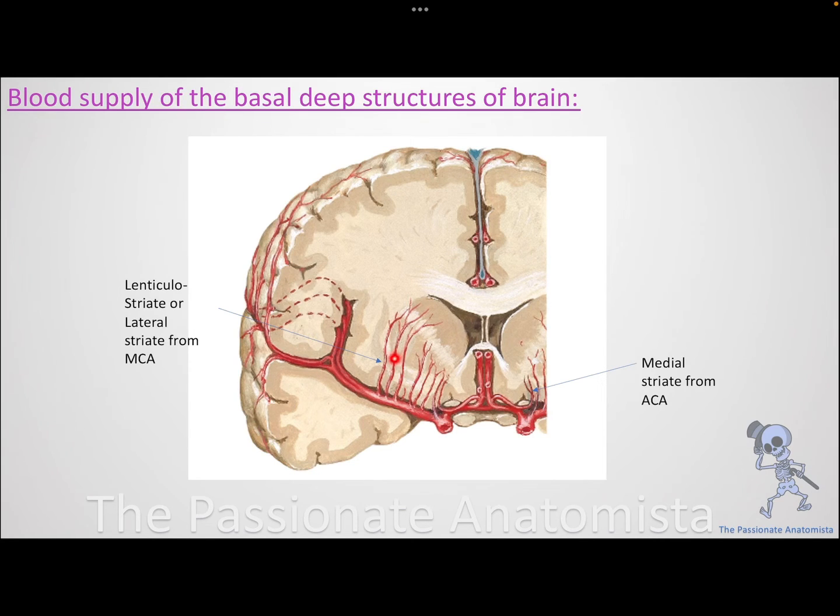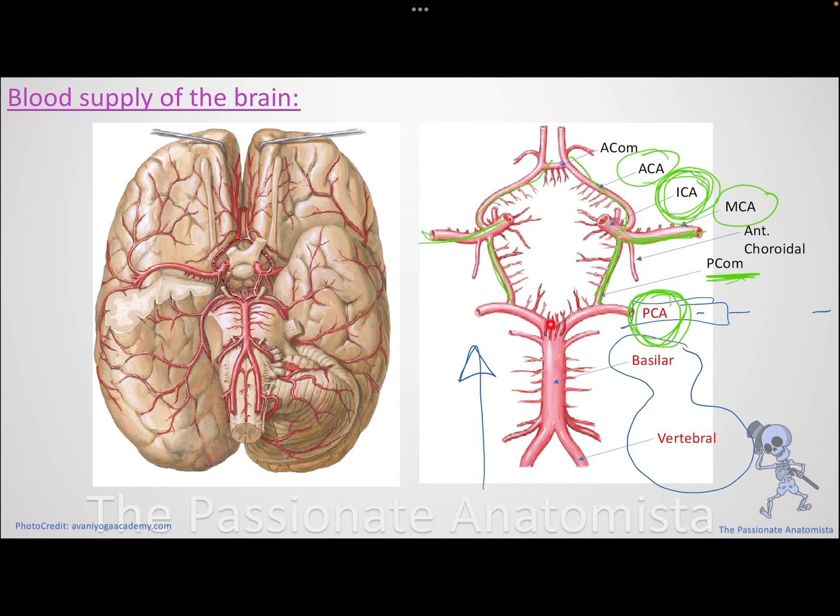I just want you to know that the blood supply of the deep structures of the brain is coming from the ACA and MCA, the anterior cerebral artery and the middle cerebral artery. The middle cerebral artery gives most of the branches. However, a very small amount is coming from the anterior cerebral. It's the medial striate. So we have lateral striate. Most of the branches to the deep, basal structures of the brain are coming from the lateral striate, which is from the middle cerebral artery. And a little amount medially is coming from the medial striate. And also don't forget the anterior choroidal. Remember the anterior choroidal? Don't forget this, because this also gives blood supply to those structures.